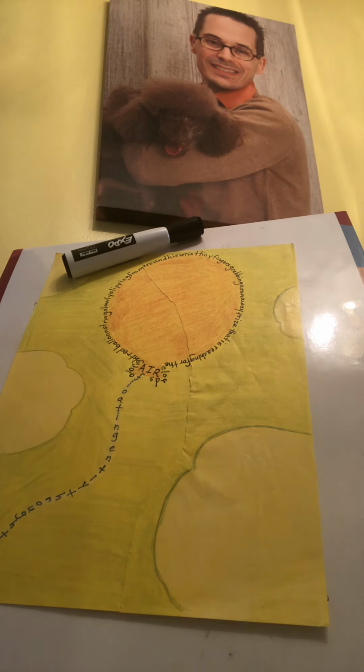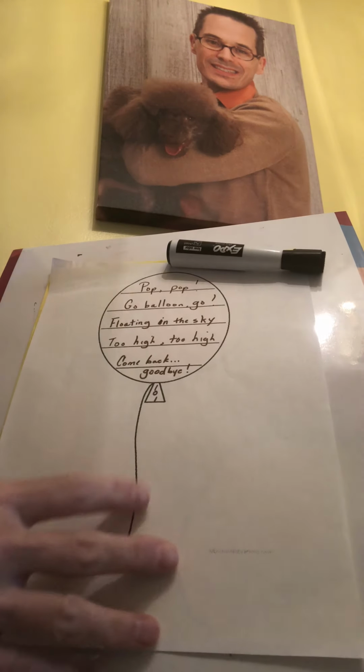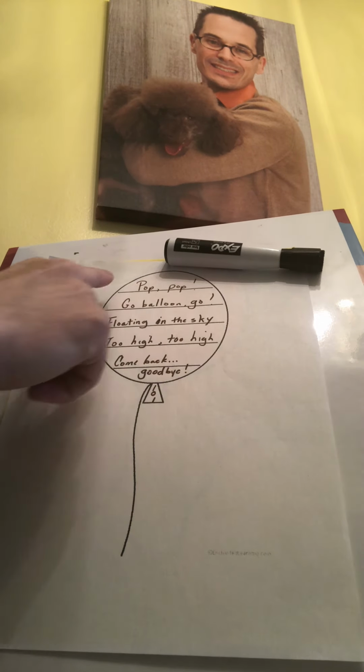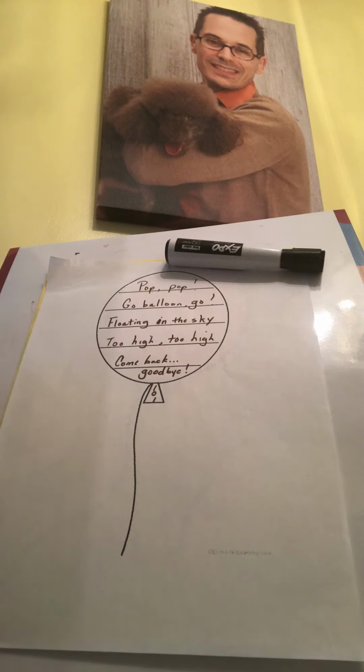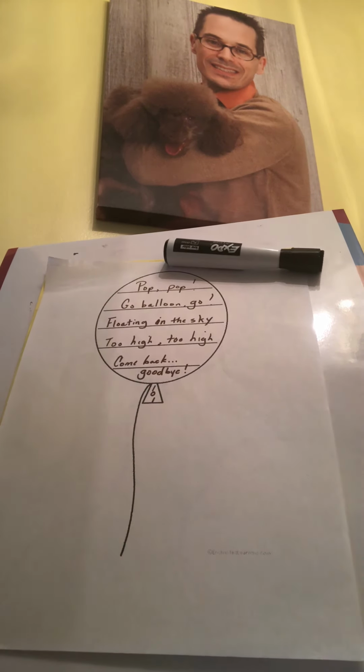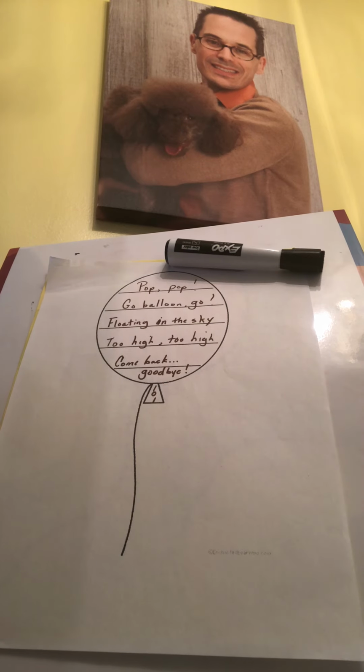Then this poem is one that I did last year with the students, we wrote together, but look how it's different. It's not writing around the outside, it's writing inside across the shape. It says, pop, pop, go balloon, go, floating in the sky, too high, come back, goodbye. You hear the rhythm in the poem, the music? So this is concrete poetry two different ways. You can write in the middle or around the outside.